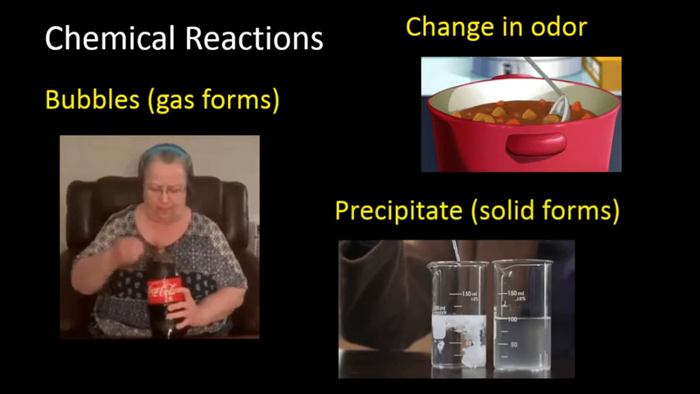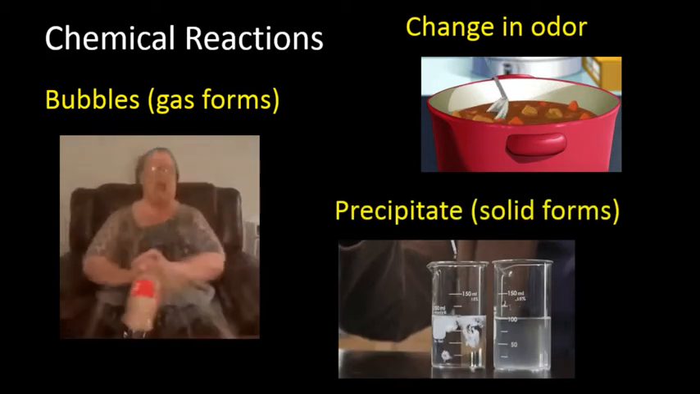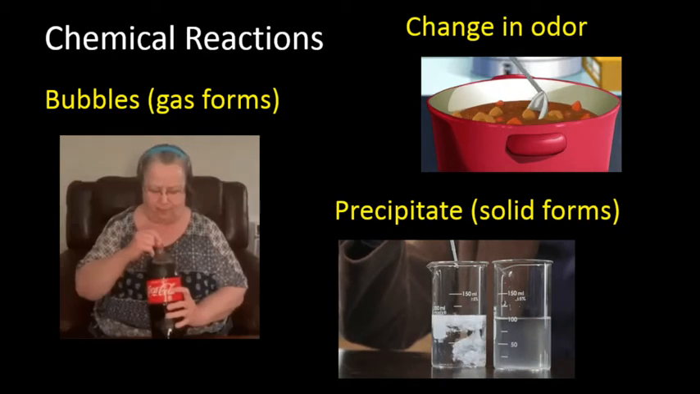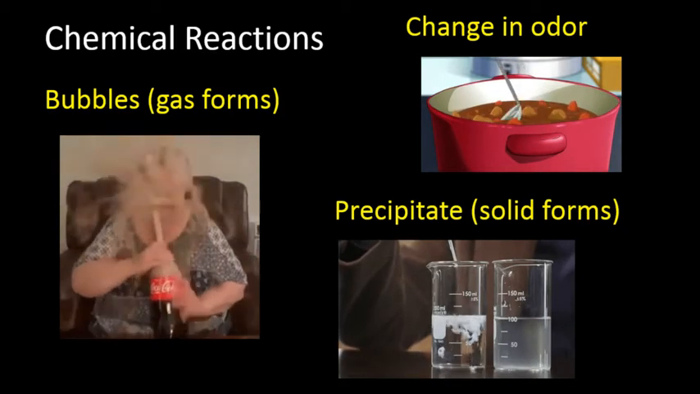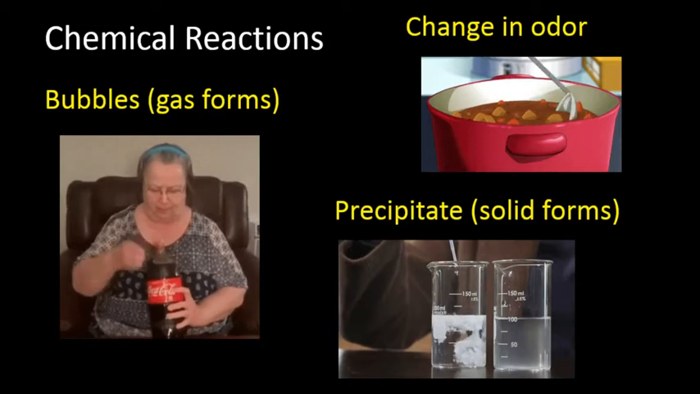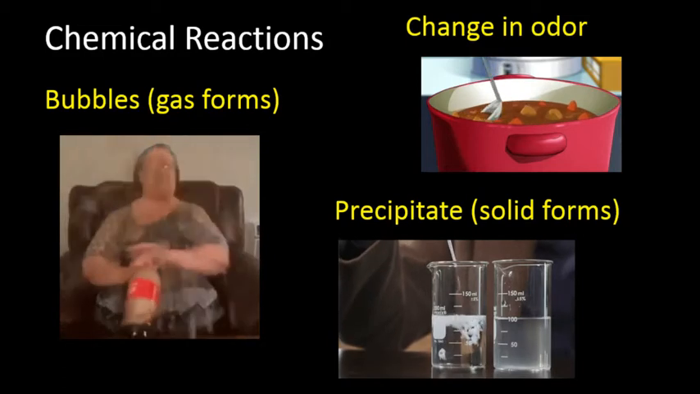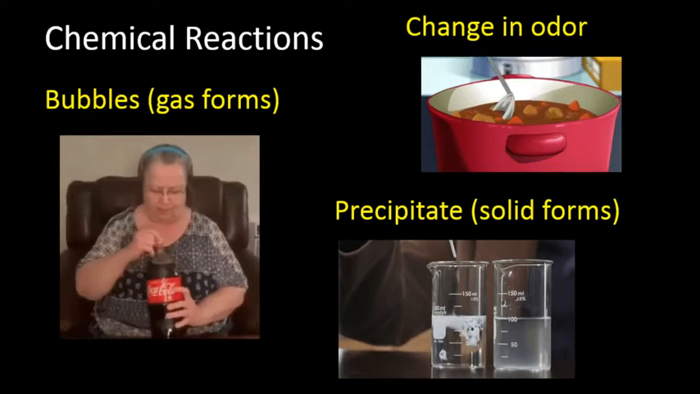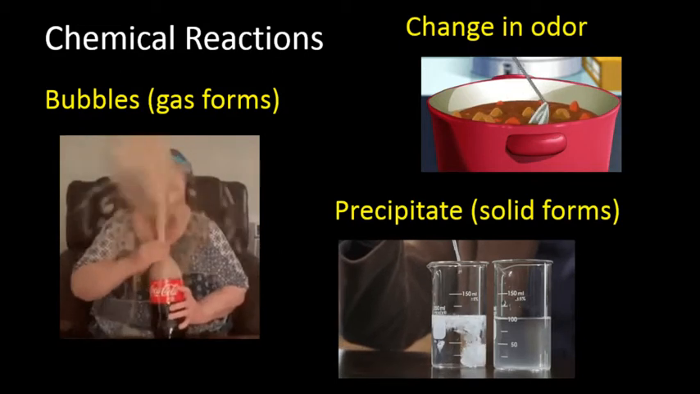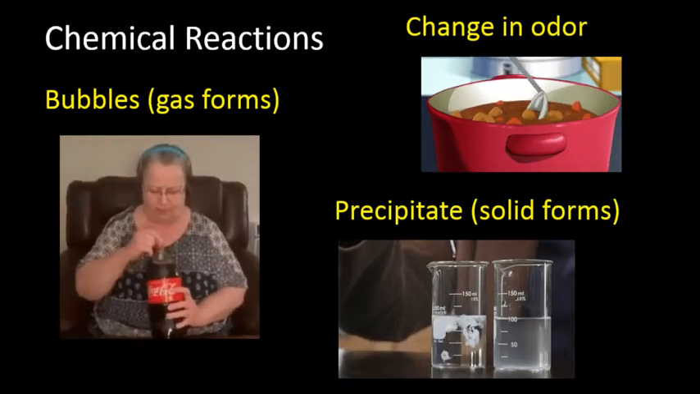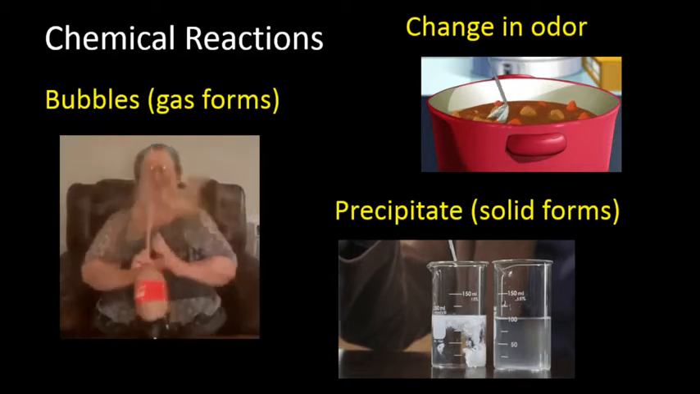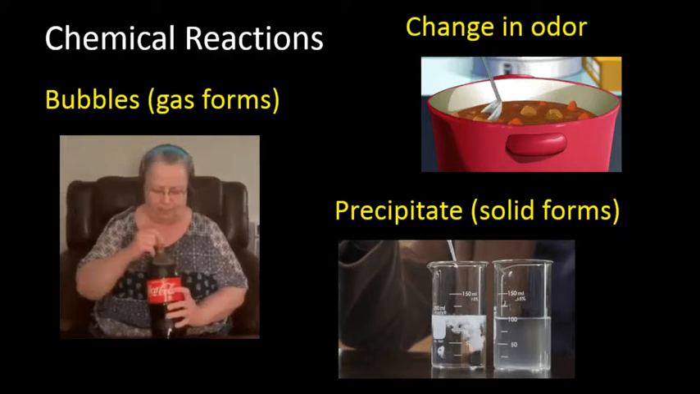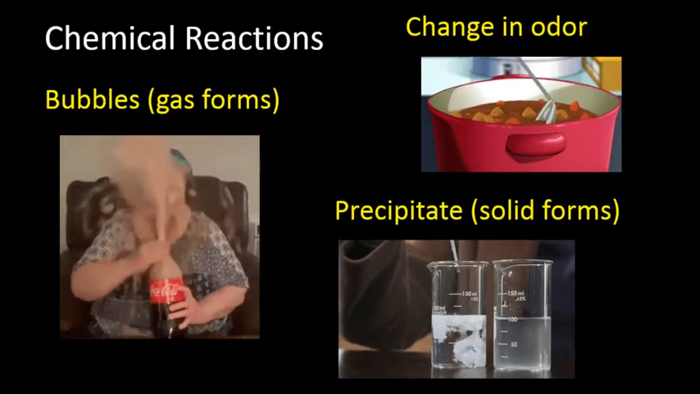And another sign of a chemical reaction is the formation of a precipitate. Now, precipitate is when you add chemicals together and a solid forms. And you can see that they're dripping a chemical into another, and it's forming this white precipitate or a white solid inside of the liquid. So bubbles forming, change in odor, or formation of a solid.